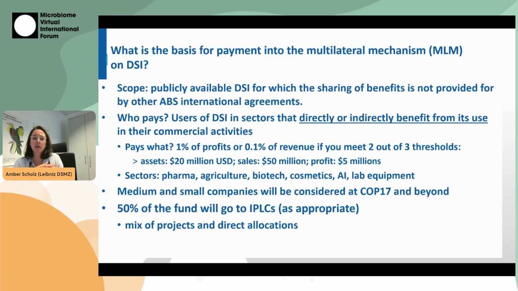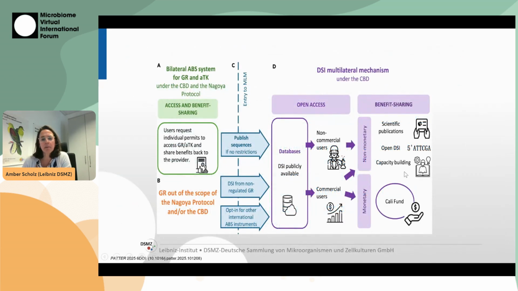And another really important note for Indigenous peoples and local communities, IPLCs, is that at least half of the Cali Fund will go towards IPLCs in a mix of both project-based and direct allocations. Here's a picture from a recent publication that hopefully tries to break this down.